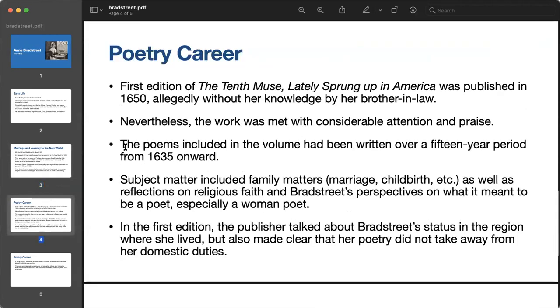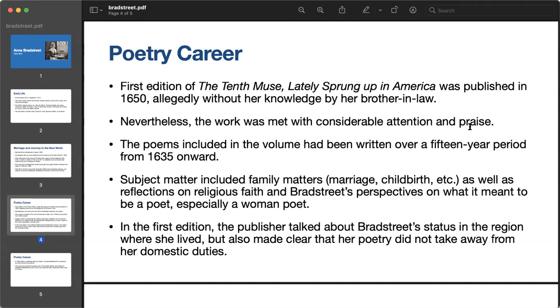So let's talk briefly about her poetry. The book that she is known for is called The 10th Muse, Lately Sprung Up in America. And it was published in 1650. So she was not quite 40 years old at the time. And allegedly it was published without her knowledge, published in London by her brother-in-law, again, without her knowledge.